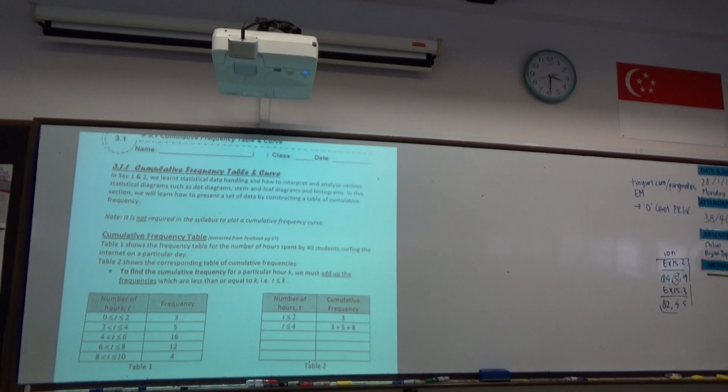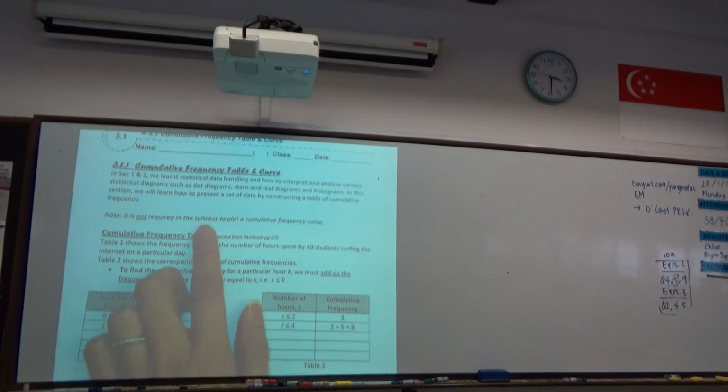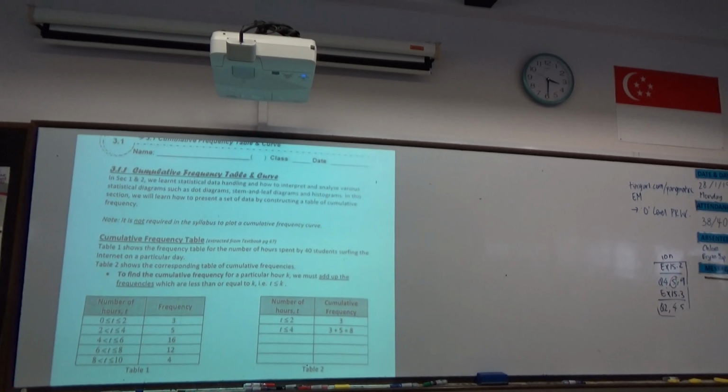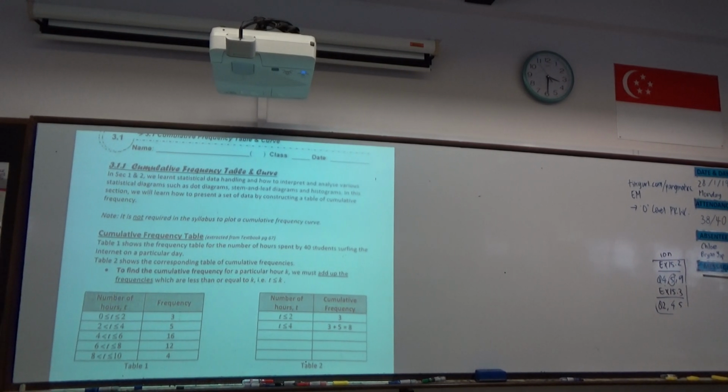Cumulative frequency curve. We need to understand what a cumulative frequency table is. You may want to take note that we are not required in our syllabus, or rather in the exam, to know how to actually plot a cumulative frequency curve, although there are some exercises in your textbook that require you to do so. That one is just for fun, for learning. For the exam you need not know how to draw any statistical diagrams, maybe except for the box plot.